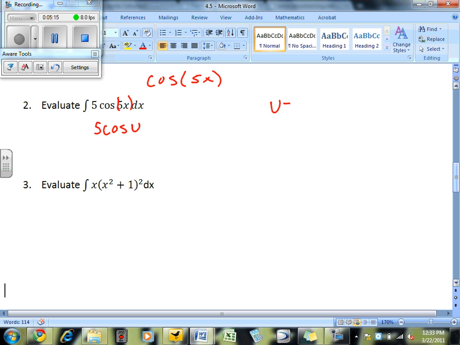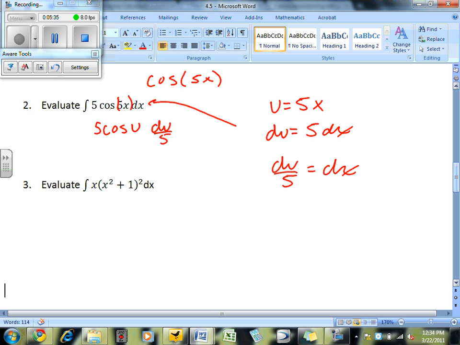Make u equal 5x. Okay, so let's take the derivative. du equals 5 dx. And let's solve for dx because we need to plug in for dx here. So I have du all over 5 equals dx. And now let's substitute in for dx. So now I have du all over 5.